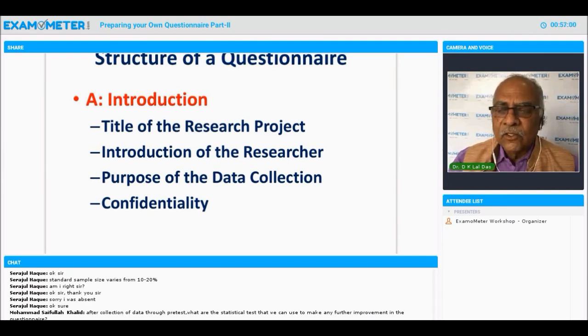Now we are coming to the structure of the questionnaire. Usually we divide a questionnaire into different parts or sections. As you wish, you can have part A, part B, or section A, section B. But it is always preferable to have different sections or different parts of your questionnaire. Usually, part A will have the title of the research project, introduction of the researcher, your introduction should be there, then the purpose of the data collection, and also you mention confidentiality. This we also call the preliminary part of the questionnaire.